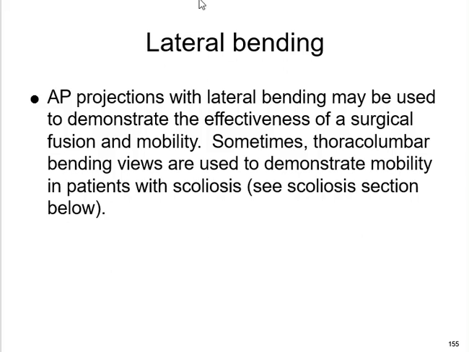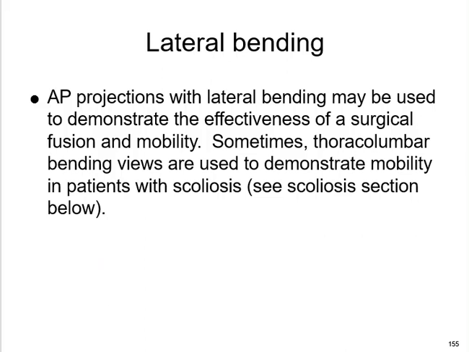So the spine from a frontal view should appear very vertical, but with scoliosis, you've got two curvatures. You've got a primary curvature, which usually occurs fairly low, and then you've got a secondary curvature where the spine tries to correct itself and move back into a center line type orientation. So sometimes lateral bending can help to assess the mobility of a patient with scoliosis, how well the patient moves. So two things. It can be used to assess fusion or mobility, especially in patients with scoliosis.